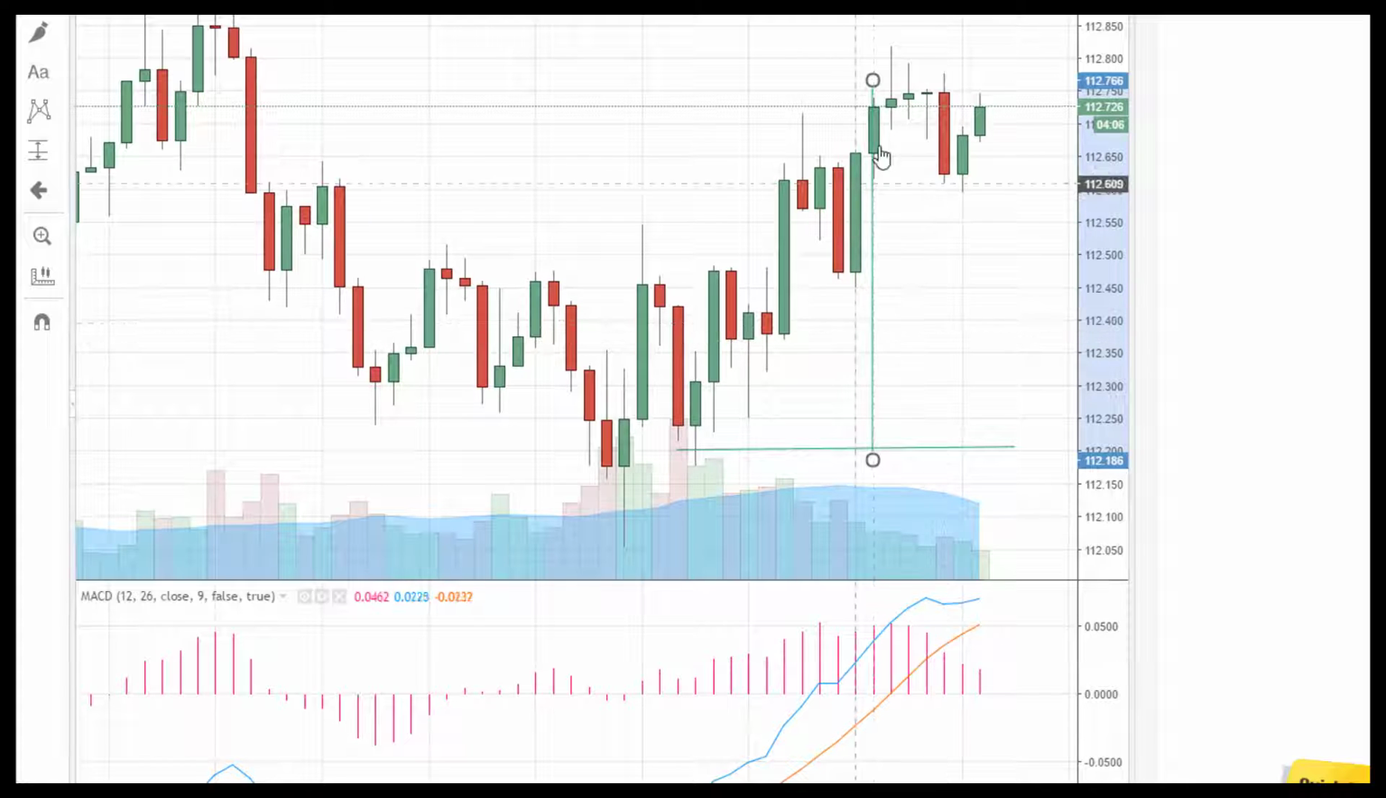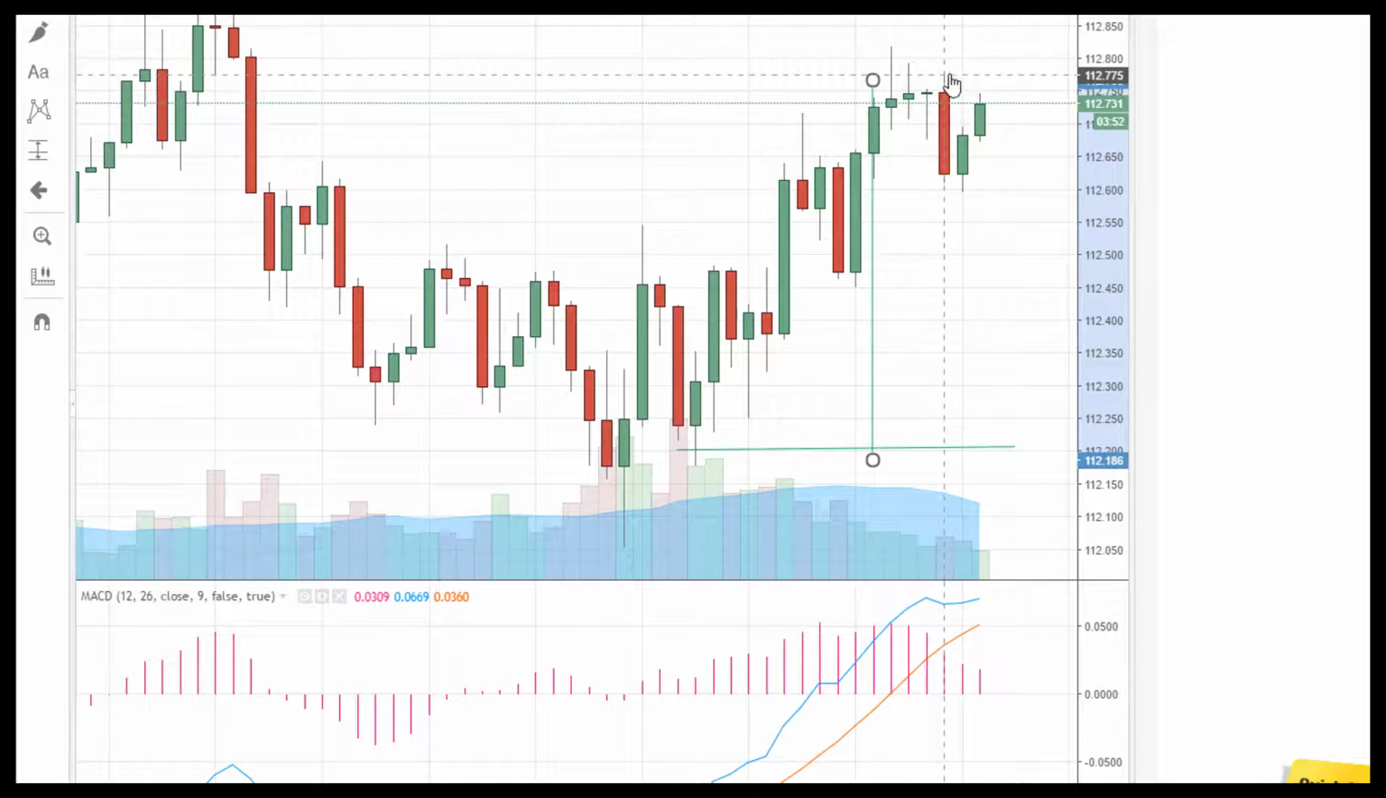Remember, when the price is above a line, it's considered resistance. When it's below a line, the line is considered support. I'm sorry, opposite way. When the price is above the line, the line is considered support, and when the line is above the price, it's considered resistance. It's been a long day. Okay, so let's get back to it.